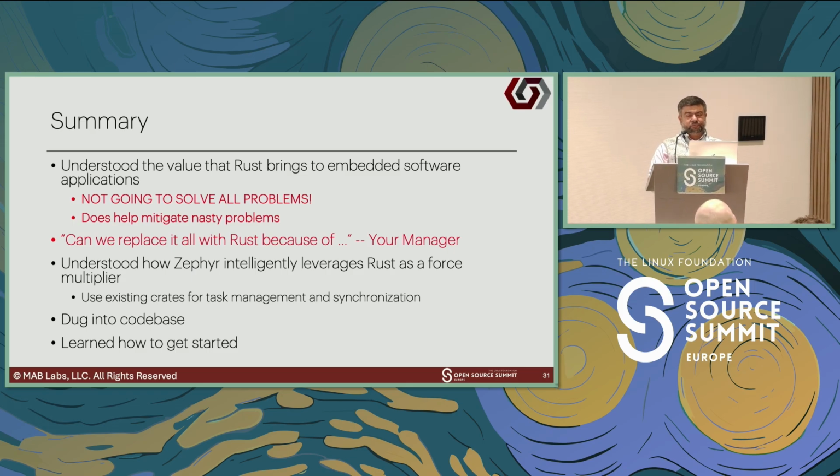So just to rehash what we did, we understood the value that Rust brings to embedded software applications. Again, just keep in mind that, just like any other new framework, it's just a tool, right? It's not going to solve all our problems, but it does help to mitigate some nasty problems that we may encounter. So if your manager comes to you and says, hey, we're seeing these problems out in the field, can we just do Rust? Let's just do Rust and fix everything. It's like, no, that's not the case, right?